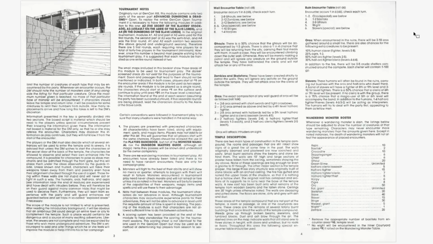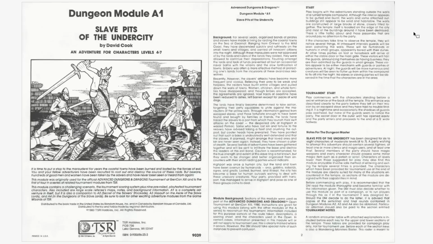Okay, so now I want to go back here to the background on page 2, because this is one of the things that I think can help you set up this adventure. So it talks about how, for several years, organized bands of pirates and slavers have been making a living by raiding the coastal towns on the Sea of Girnat. Or Girnat, however you want to say that.